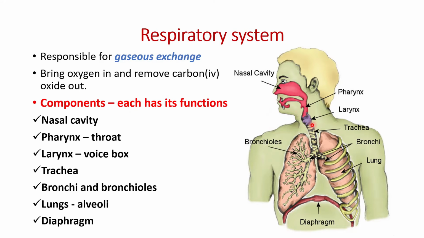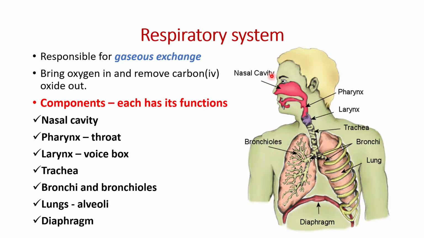Then you go to the trachea. That's a trachea. Then from the trachea, you go to the bronchi, you go to the bronchioles, and then you go to the lungs, which will contain all the alveoli. And then not to forget that you have a diaphragm here. The diaphragm will contract and relax, altering the volume of the lungs, bringing in the pressure difference in the lungs. And that's the difference between inhalation and exhalation.